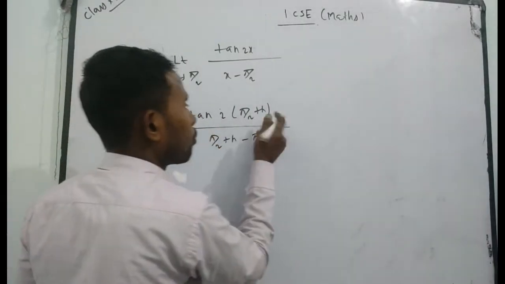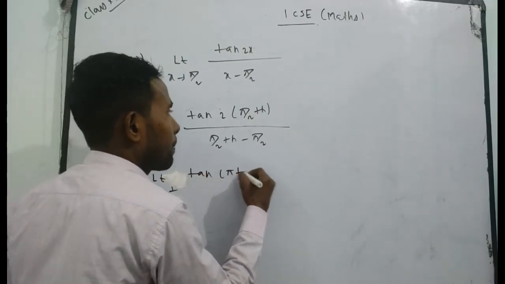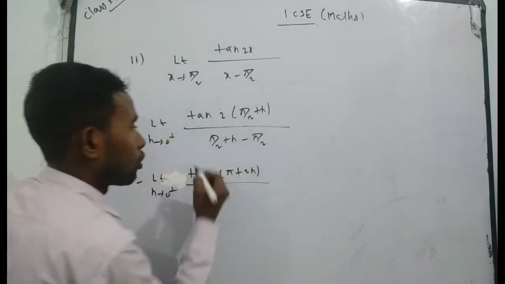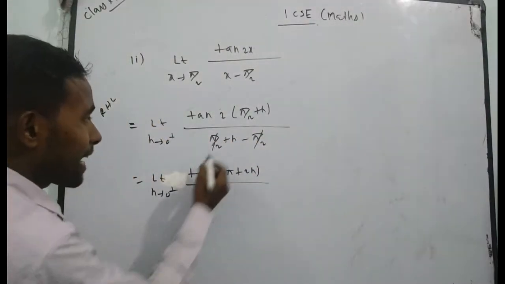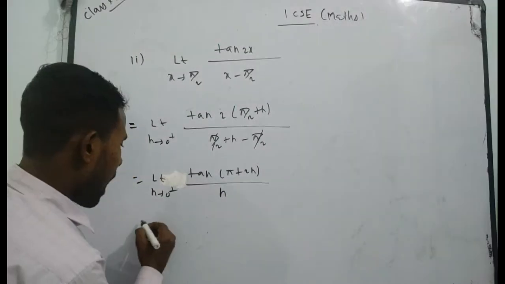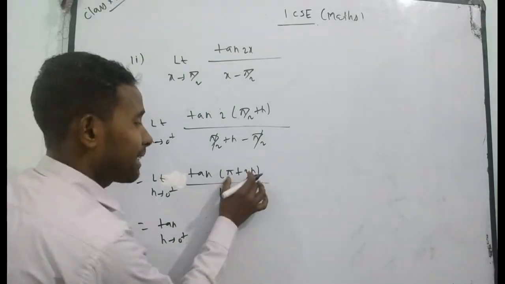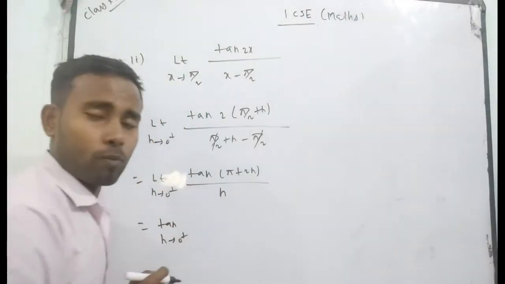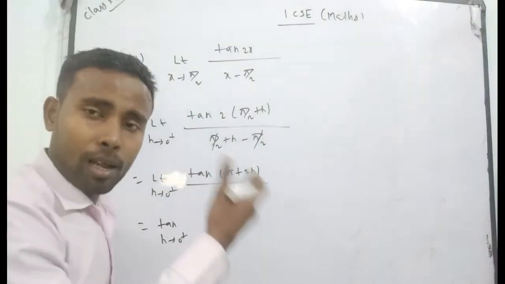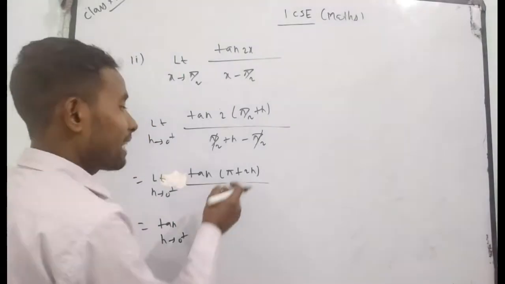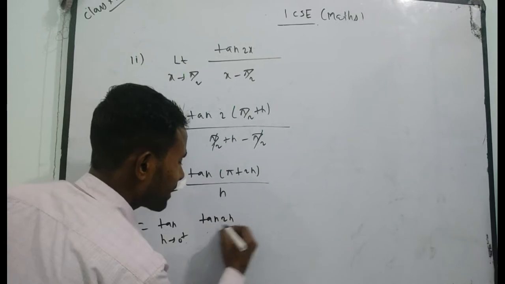If you multiply by 2 in this angle, what do you get? Tan of pi plus 2h divided by, in the denominator, pi by 2 vanishes each other, and you get pi h... wait, you get h. Now, as you know, limit h tends to 0 from the right hand side of tan pi plus theta. What is the formula for tan pi plus theta? This angle lies in the third quadrant, and in the third quadrant tan is positive, so you can write directly tan 2h divided by h.